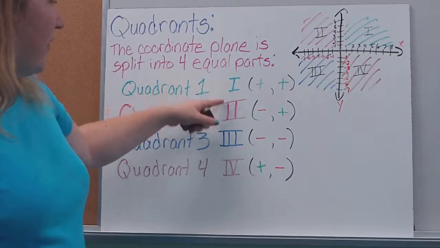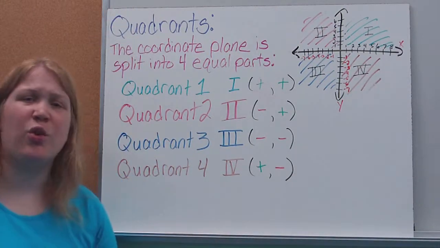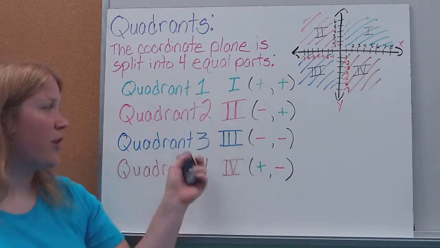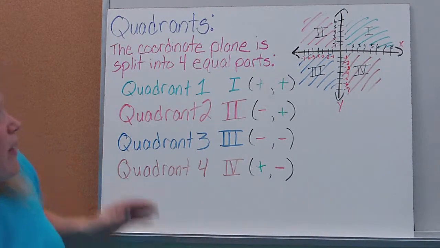And what you'll notice is I've given you the Roman numerals. That's the traditional way to mark quadrants. We use the Roman numerals instead of the ordinal numbers that we're used to using. So keep that in mind.